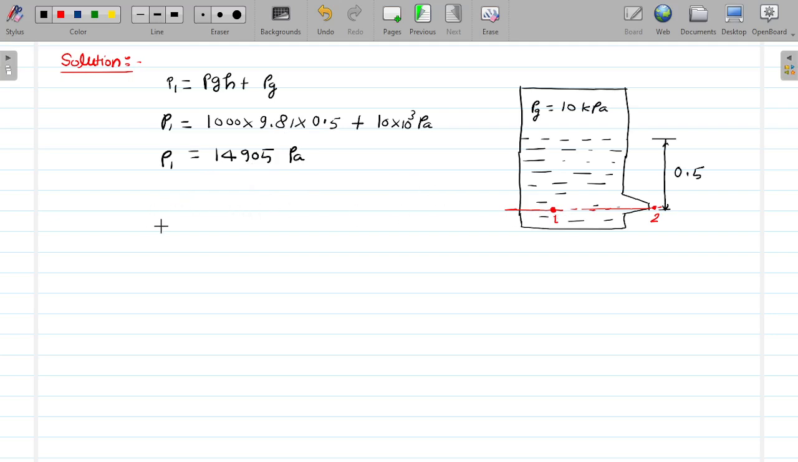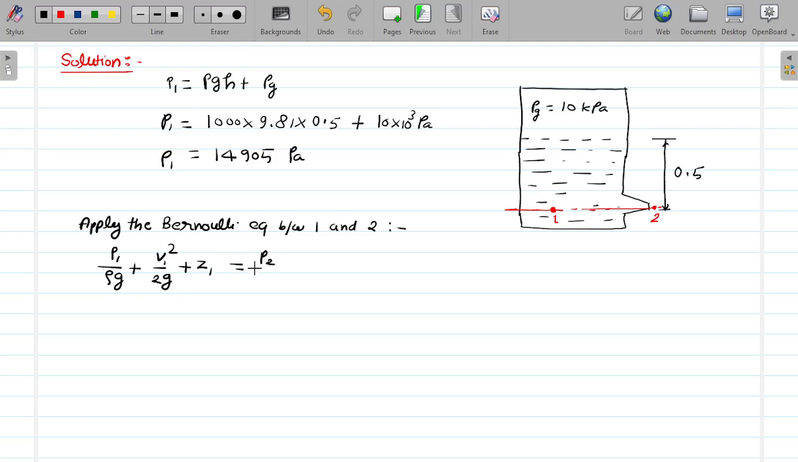Now use the Bernoulli equation between point 1 and 2. So apply the Bernoulli equation: P1 upon rho g plus V1 square upon 2g plus Z1 is equal to P2 upon rho g plus V2 square upon 2g plus Z2.